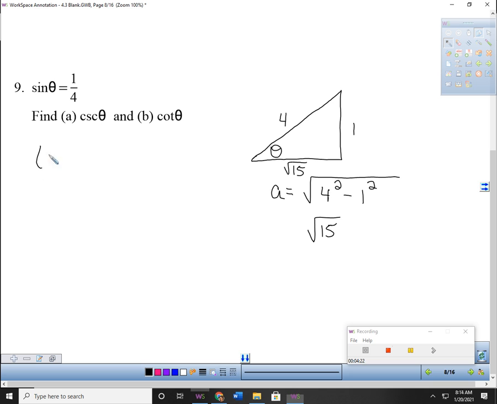Now I can figure out what all the things are. I know that the inverse of cosecant is sine. So if I want cosecant, all I have to do is flip sine. Instead of 1 over 4, I have 4 over 1, which is just 4. Cotangent is the inverse of tangent, and I know that tangent is opposite over adjacent, so that would be 1 over square root of 15. But I'm going to do it backwards because I'm looking for cotan, and do square root of 15 over 1, which is just square root of 15.